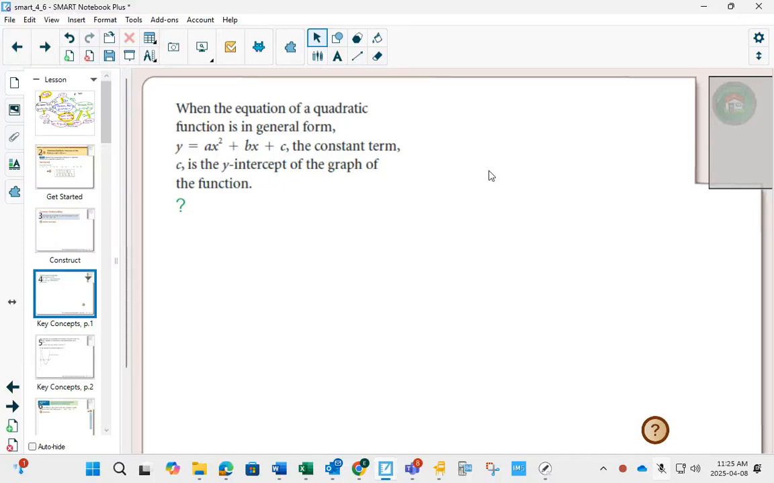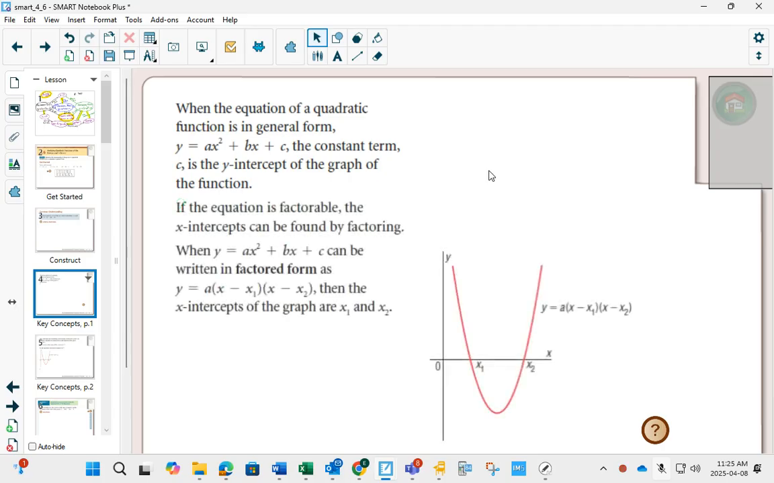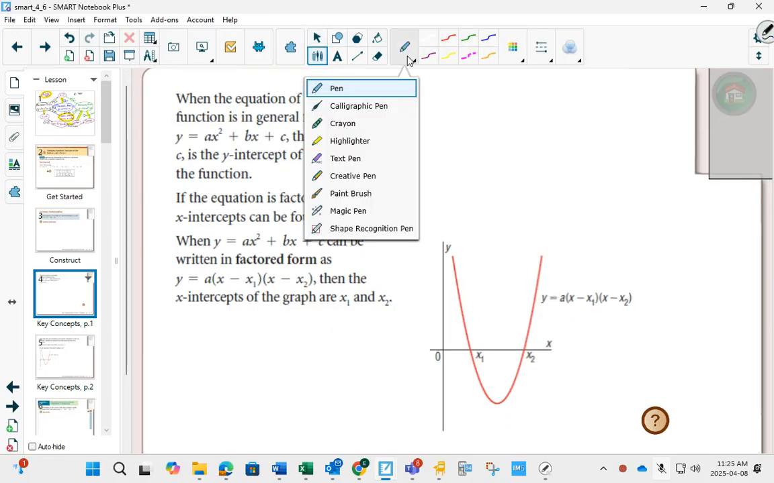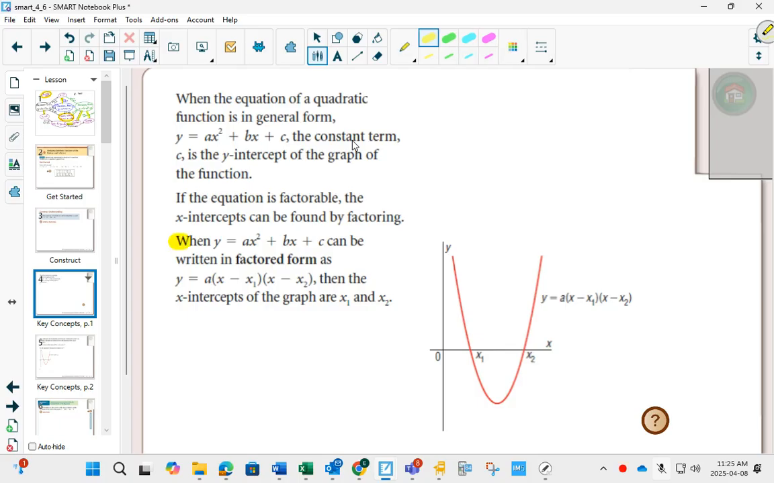And at the bottom of page 301, we have this diagram, and in this diagram, I would like you to take out your highlighter and highlight the factored form of the equation. And this is the factored form right here. I believe it's on your formula sheet as well.